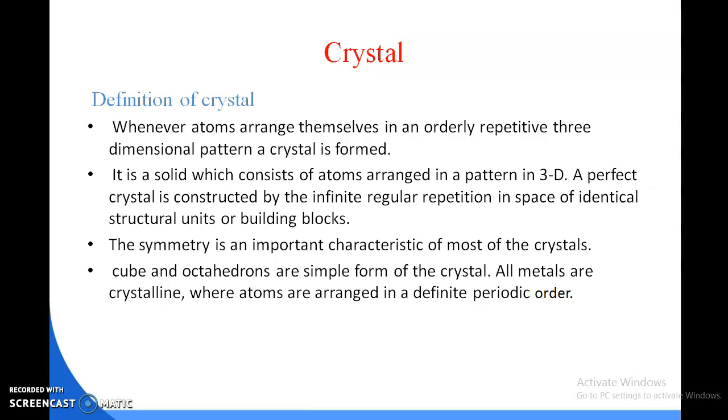A cube and octahedrons are simple forms of the crystal. All metals are crystalline, where atoms are arranged in a definite periodic order. That is the basic definition of the crystal. On the other hand, crystal structure has the unit cell also. Crystal structure is described in terms of the geometry of arrangement of particles in the unit cell. The unit cell is defined as the smallest repeating unit having the full symmetry of the crystal structure. In crystallography, crystal structure is a description of the ordered arrangement of atoms, ions or molecules in a crystalline material, not the non-crystalline material.